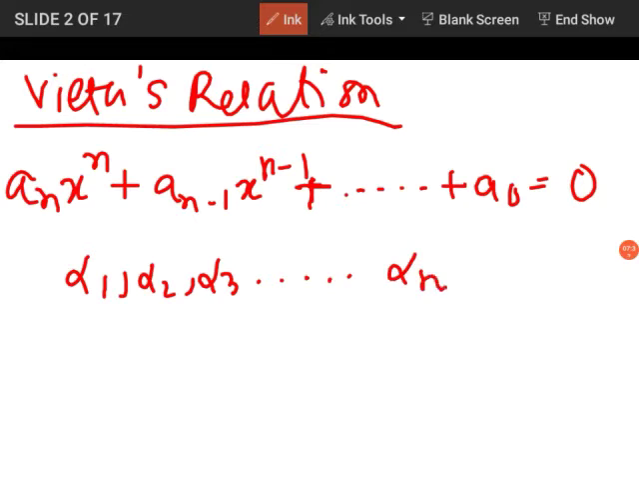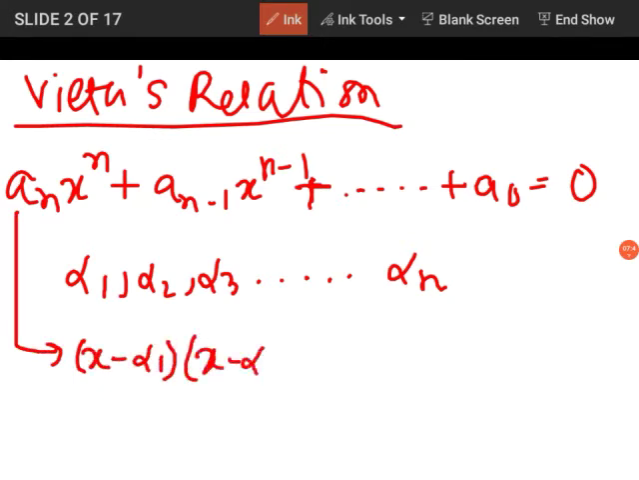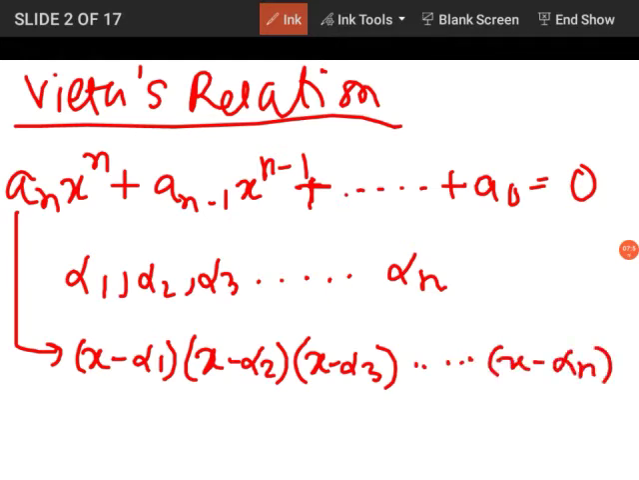Okay, now how can I write this? Can I equate this to x minus alpha 1 multiplied by x minus alpha 2 multiplied by x minus alpha 3 up to x minus alpha n? Can I equate this? Yes, right? Now see, if you did not get how I equated this, these are very basic.